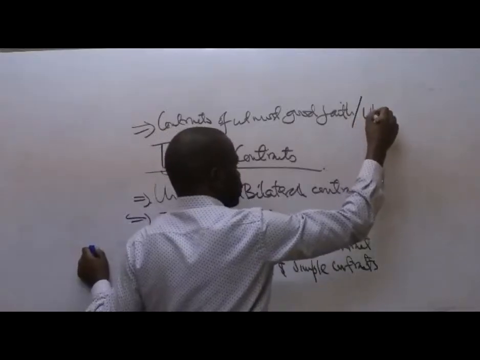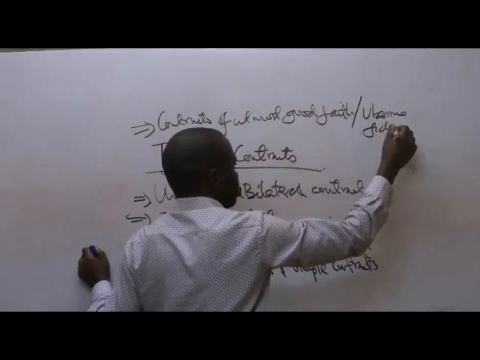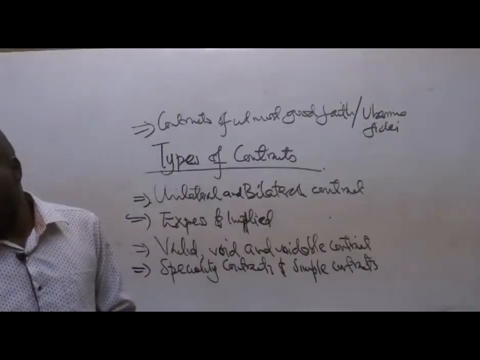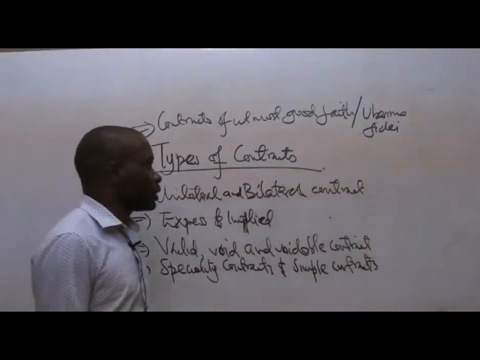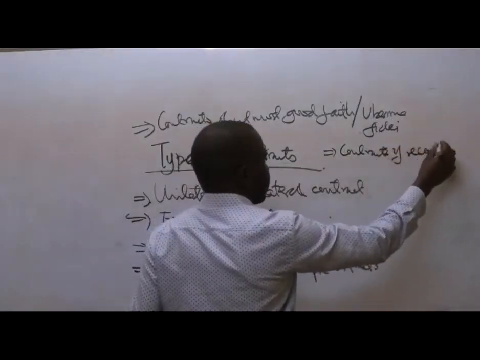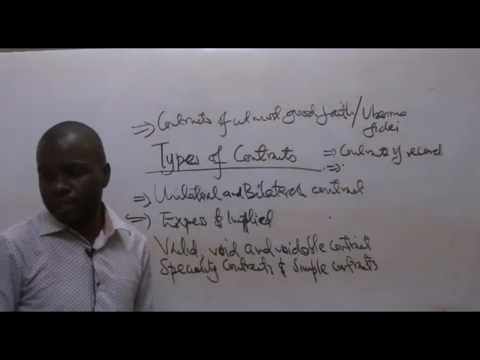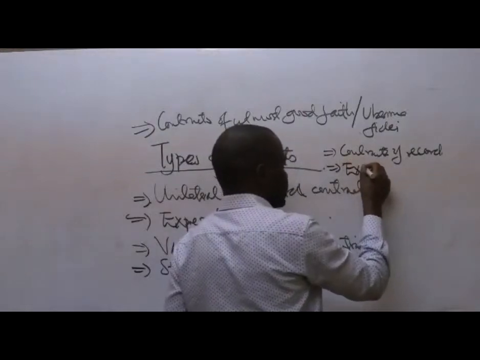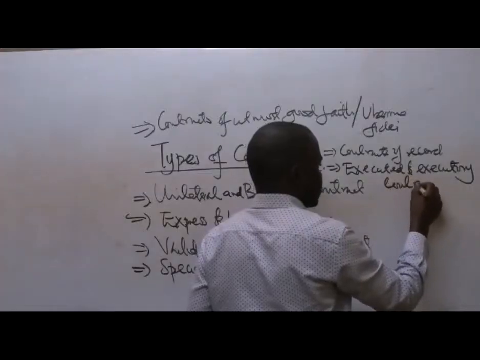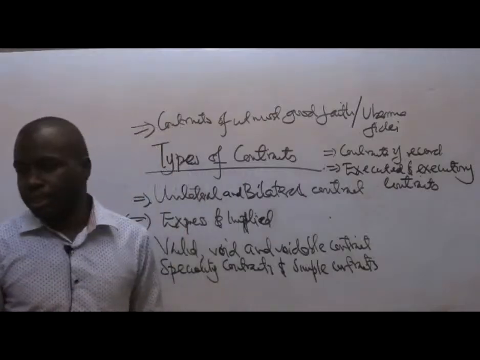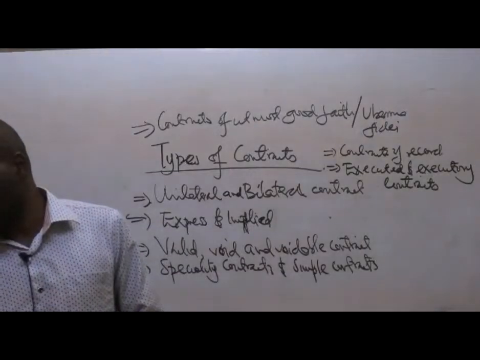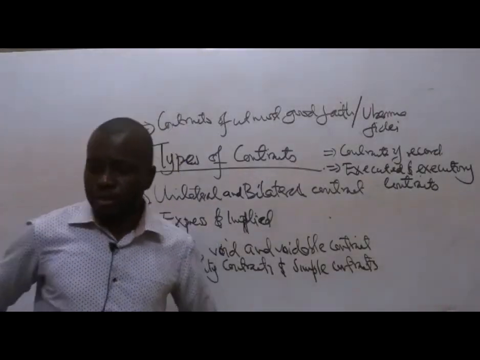Sometimes we say contract uberrimae fidei. That is in Latin, and simply means utmost good faith. Then the second last one, contracts of record. You can have contracts of record. Then we can have executed and executory contracts. So those are some of the types of contracts you can have.